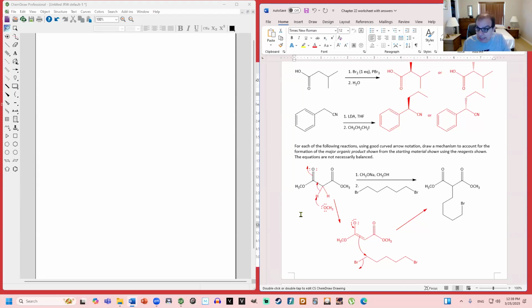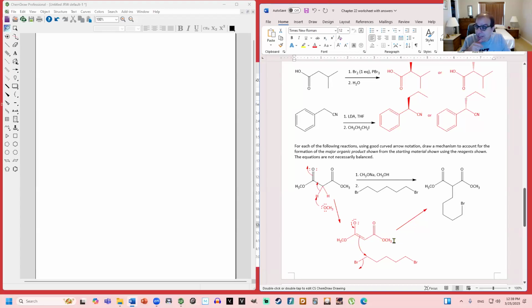They are simply spectator species. They don't play any role. There's no arrows associated with them. You just leave them out. They're not even mentioned. Good. And so we get this enolate ion.